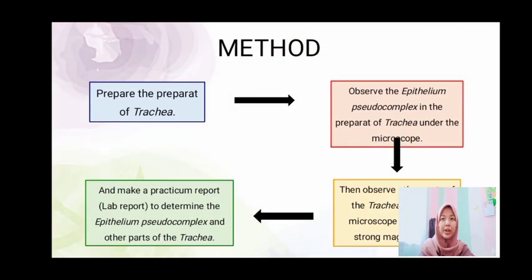Method of the practicum. First is to prepare the preparate of the trachea to know the pseudostratified epithelium. Second is to observe the pseudostratified epithelium in the preparate of the trachea under the microscope. Third is to observe the other parts of the trachea under the microscope with low to strong magnification. And the last is to make the practicum report, or lab report, to determine the pseudostratified epithelium and other parts in the trachea.